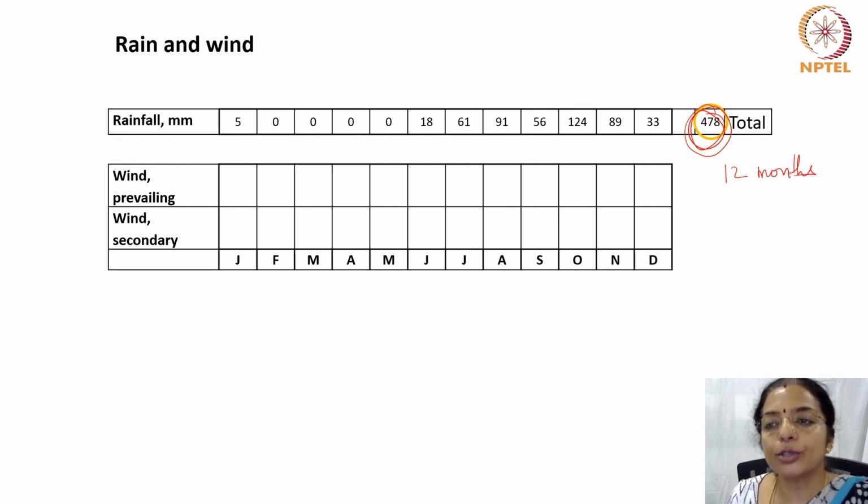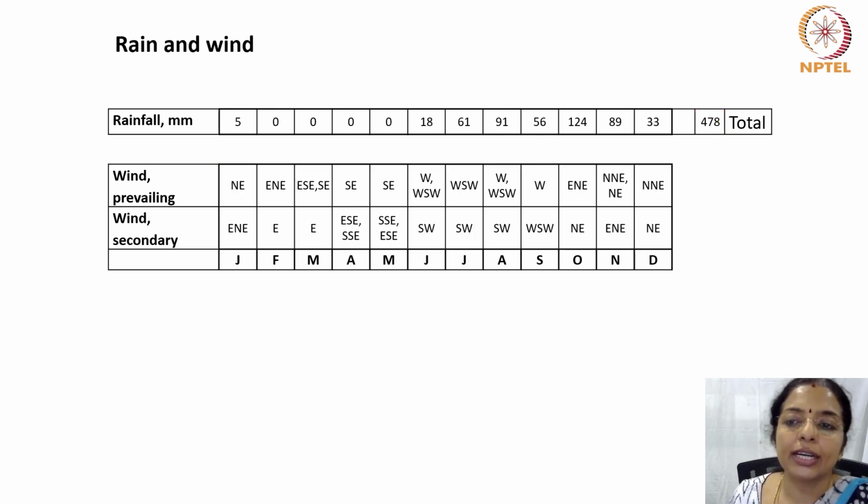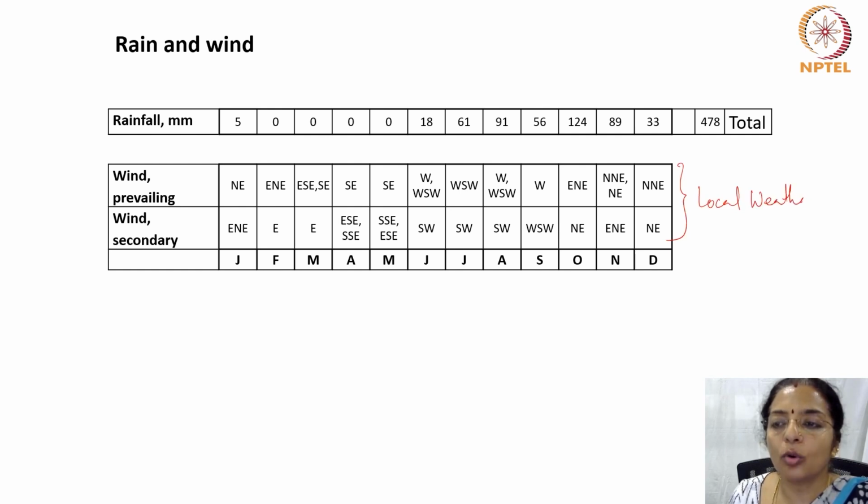That comes to 478 millimeters per annum. For that year, probably that was the rain. Next, you feed in all the data pertaining to wind direction. All this is got from the local weather file. The local weather data will give you this information and the rainfall information also.